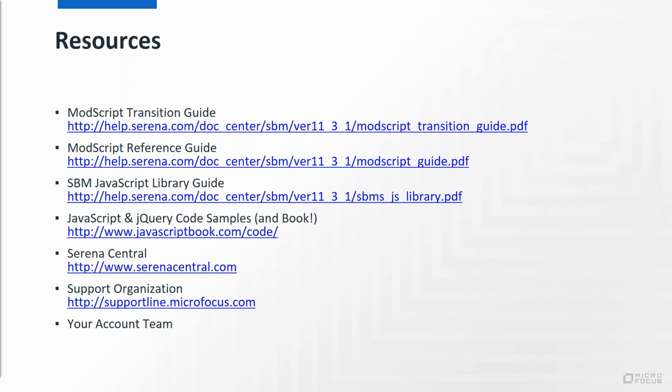And Paul also mentioned, don't forget the JSON library. So we have a full API guide for our JSON RESTful API. And if you're performing web service calls to SBM, or you want to perform that from a JavaScript, definitely take a look. It's out on help.serena.com. And you're able to see the different web services that we expose out for you to submit new items through REST. And then obviously Serena Central, our support organization, as well as your account team. Please, if you have questions, reach out to us. We want to make sure you guys are successful with the platform.